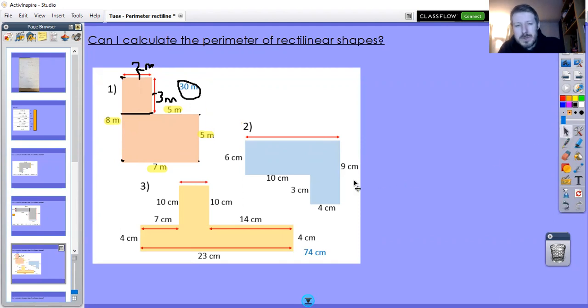So if you pause the video now, see if you can find the length of this side here and then calculate the perimeter, and then this side here. So you've got the perimeter for the shape, but see if you can figure out what the length will be. So pause the video and just have a quick go at these two.